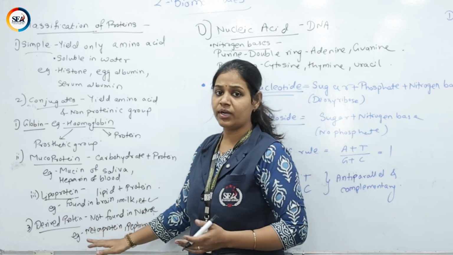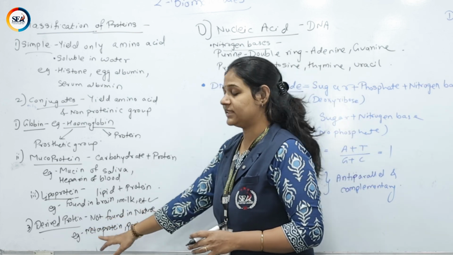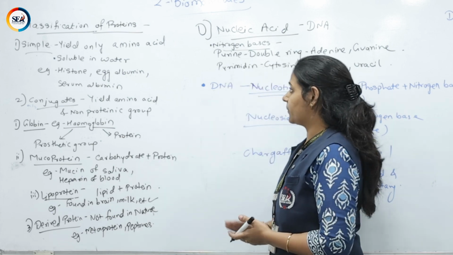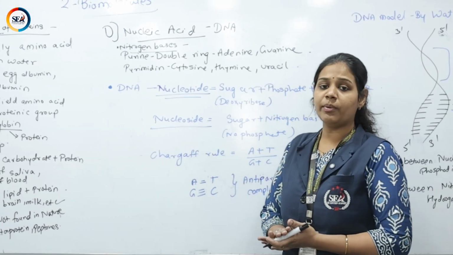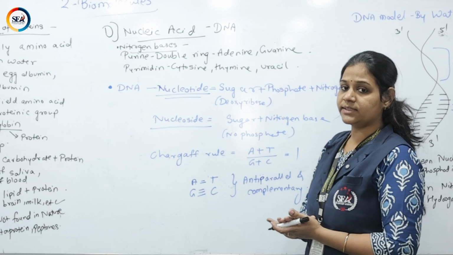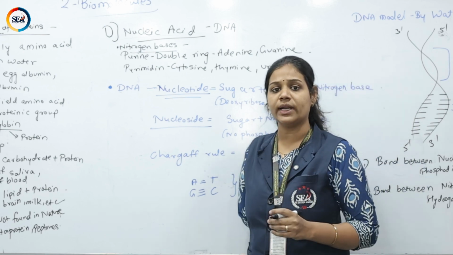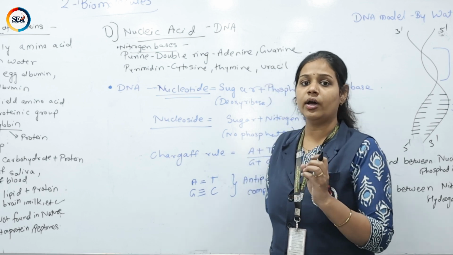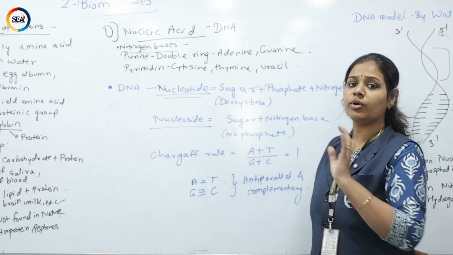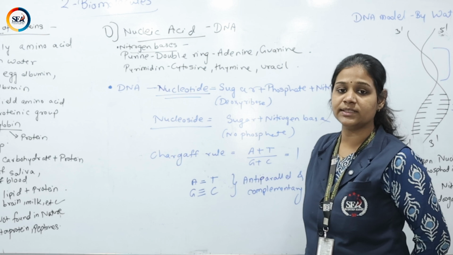Third is derived protein, which are not found in nature. Example, metaprotein and peptones. Now the last group of macromolecules is nucleic acids. What are nucleic acids? DNA and RNA, that is deoxyribonucleic acid and ribonucleic acid, are called the nucleic acids.